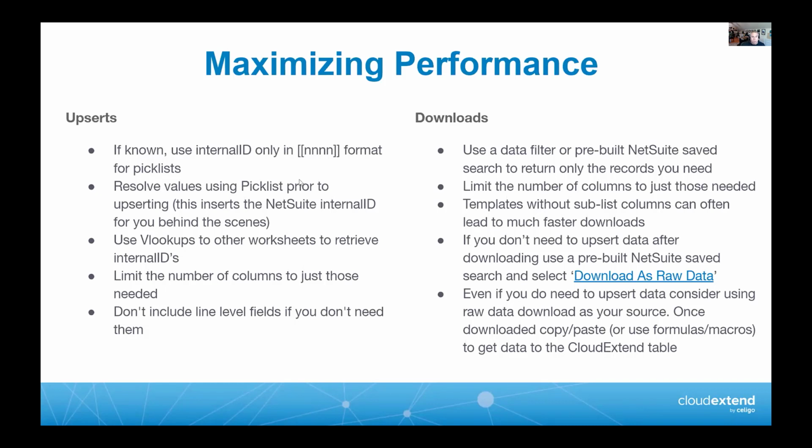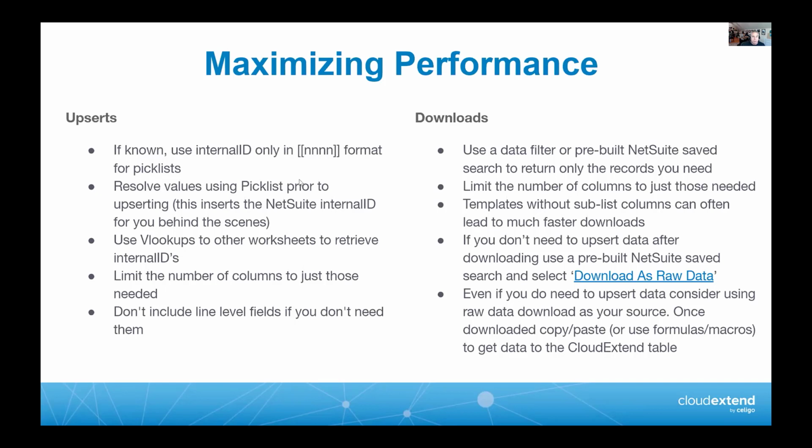Use VLOOKUPs to other worksheets to retrieve those internal IDs if you need to. You can insert a column in your current CloudExtend Excel table that might have the name for a particular file. And you can always insert any columns as long as you don't put a value in row 1. Row 1 is where we do that mapping back up to NetSuite. So in row 1, in a column, you could put in, say, an item name or even an external ID, et cetera, and then use a VLOOKUP from another table, another worksheet, that would then pull in those internal IDs into the right field in the template and then upload the data.